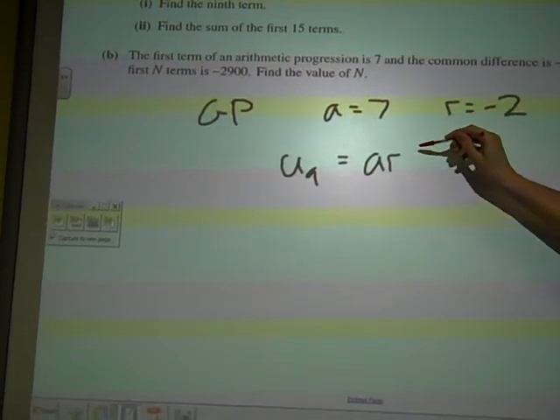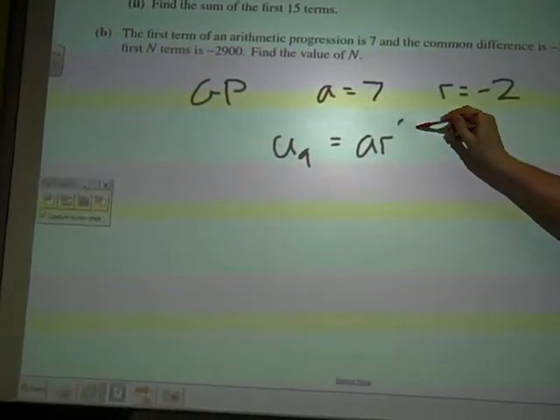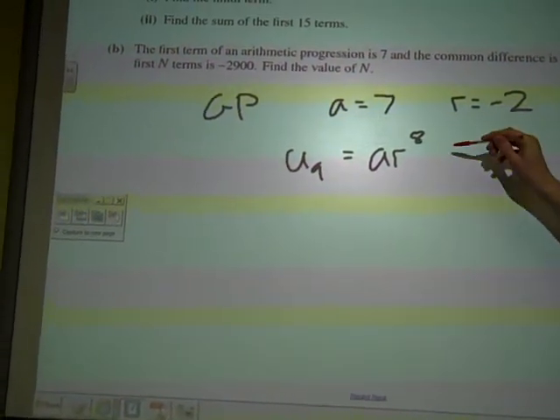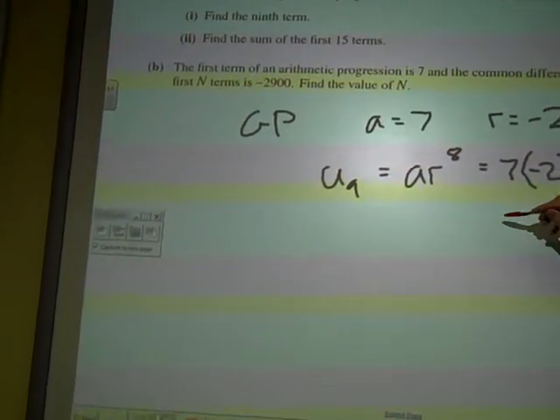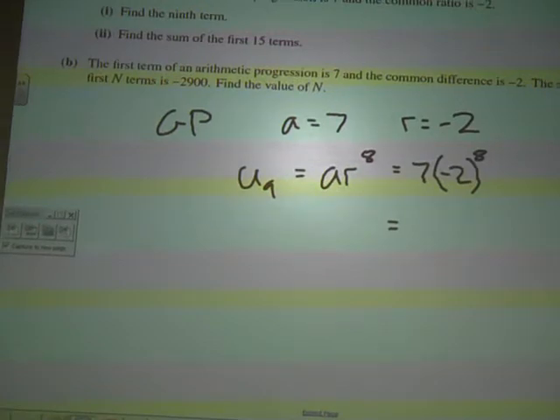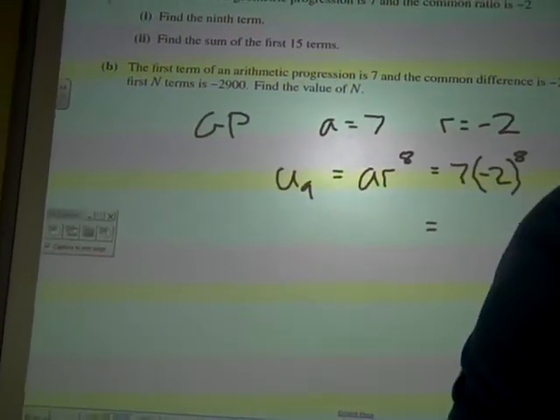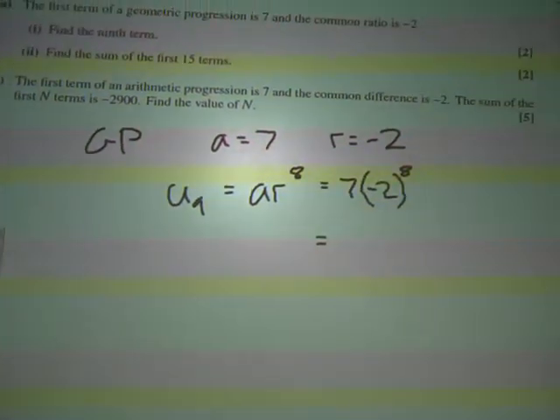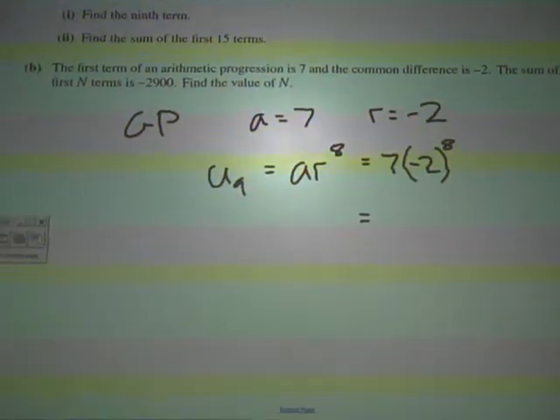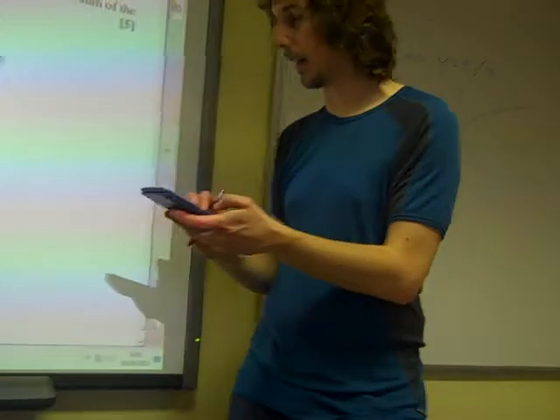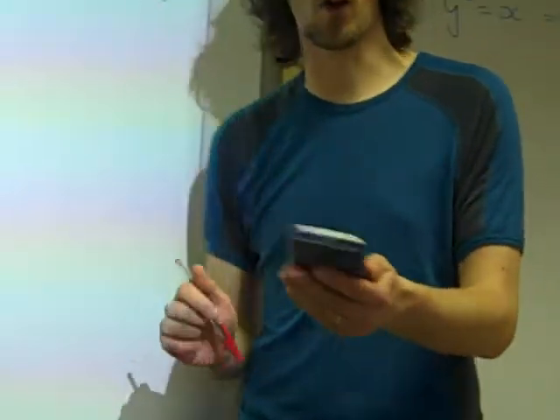We've got AR to the n minus 1, so that would be A times R to the power of 8. So it's 7 times -2 to the 8. We've got to be really careful with the brackets, haven't we, just to make sure we don't do any silly mistakes in there. I have just got 1792 out of that. Anybody agree?